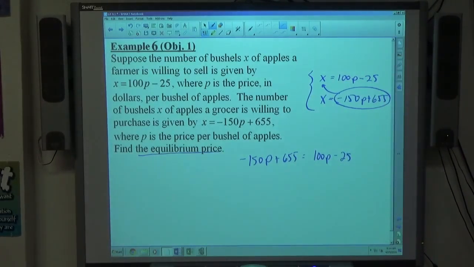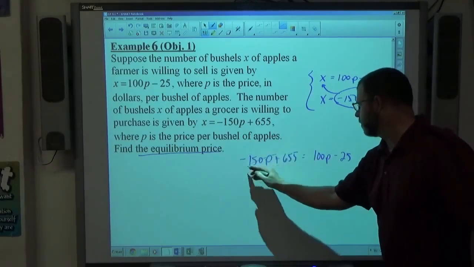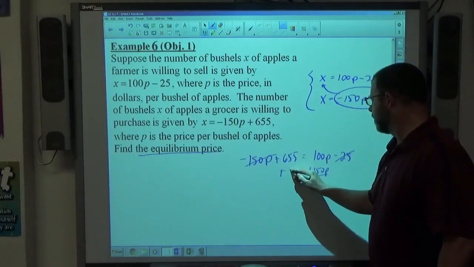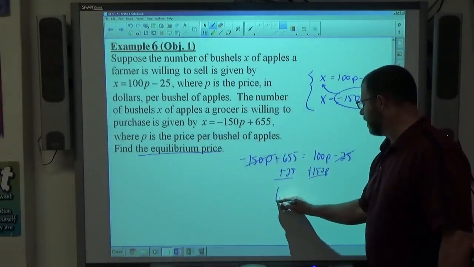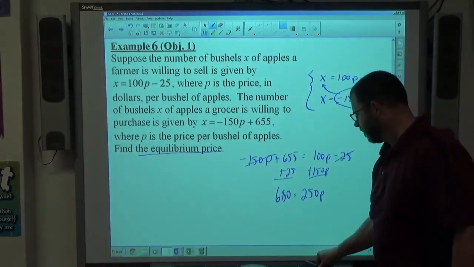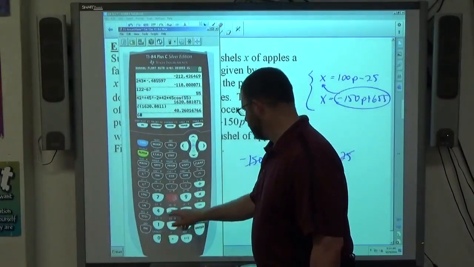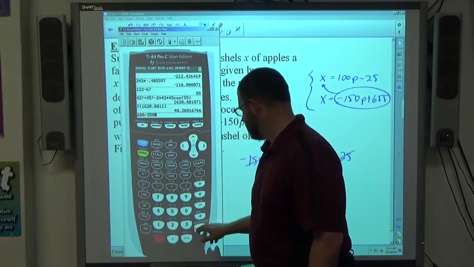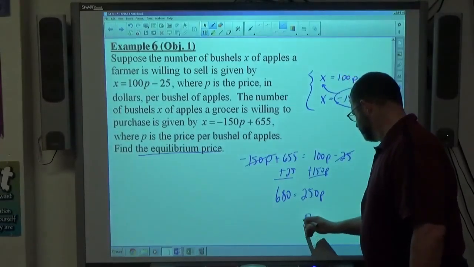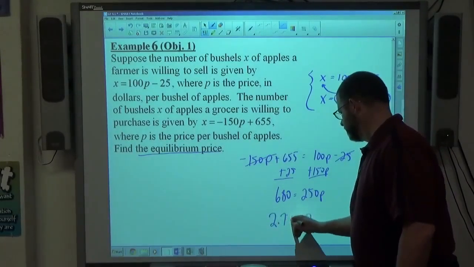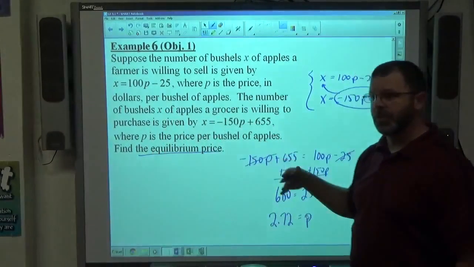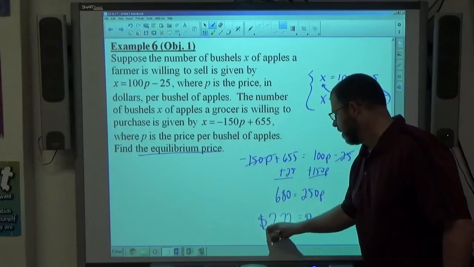And I'm going to move the 150p to the right, so plus 150p. Move the 25 to the left, so plus 25. That gets me 680 on the left is equal to 250p on the right. So if I divide 680 by 250, we get 2.72. And notice P is the price in dollars per bushel of apples, so that's $2.72.